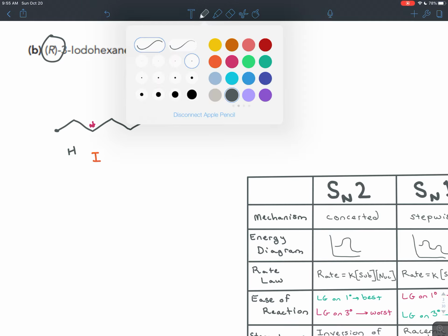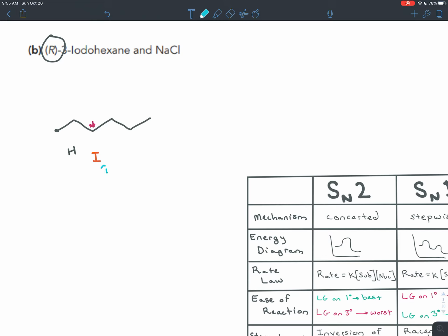So let's assign priorities and see how we can get a right-handed chiral center. Here, iodine has the highest atomic number, so that gets a priority of 1, and hydrogen has the lowest atomic number, so that gets a priority of 4. The 2 carbons tie, so we make a table. Going away from the chiral center, this carbon on the right is bonded to 2 hydrogens and a carbon. Put those in descending atomic number. The carbon on the left is bonded to a carbon and 2 hydrogens. Put those in descending atomic number. The top row ties, the second row ties, the third row ties. When they tie, you go to the next atom.